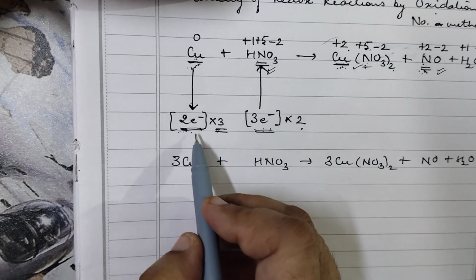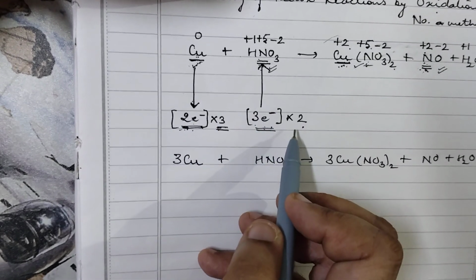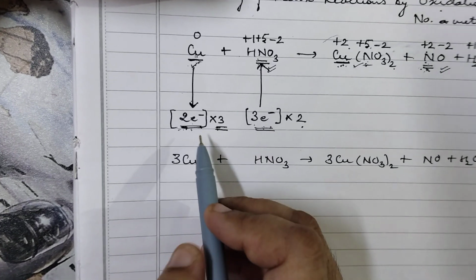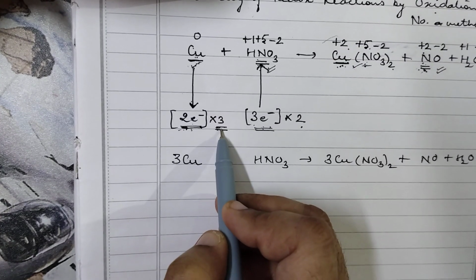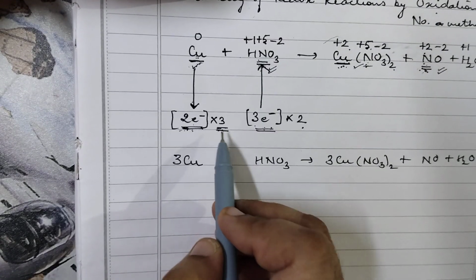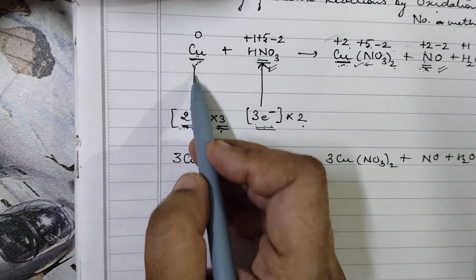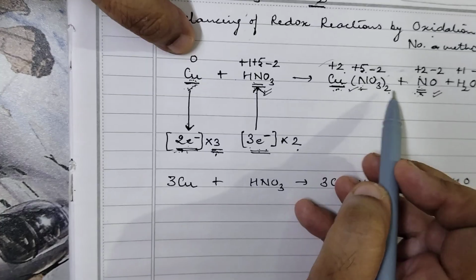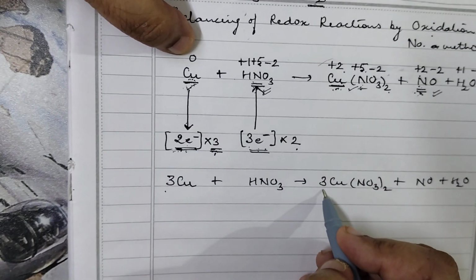Look again. 2 electrons, 3 electrons are there, 2 are lost, 3 are gained. We have to make this loss and gain equal. So for this, 2 electrons multiplied by 3, you will multiply everything related to this arrow by 3. So this arrow is related to this copper and this copper is related to this copper nitrate. So you will put a 3 here and a 3 here.